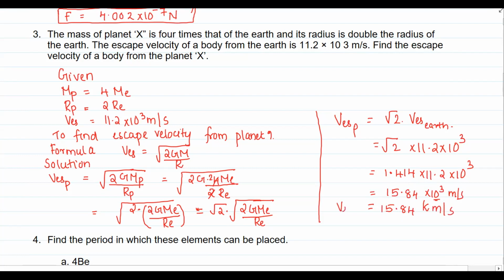So this is the escape velocity of a body from the planet. V escape is equal to 15.84 kilometer per second. This is the answer. I hope you all understood. Let us solve the next question.